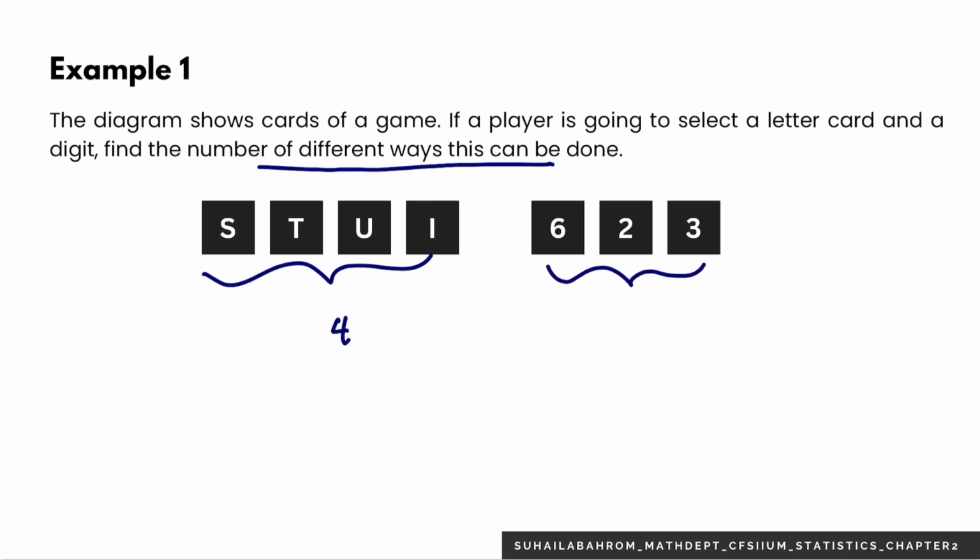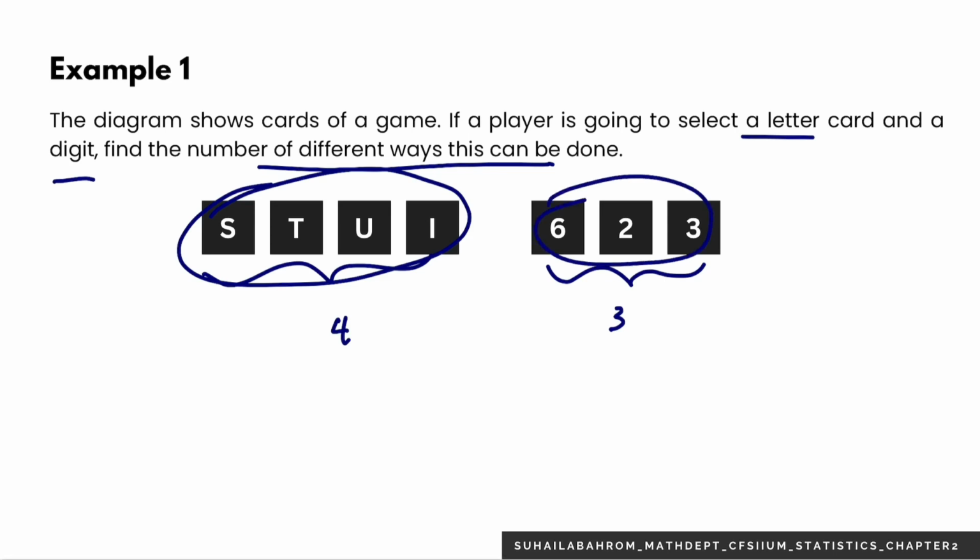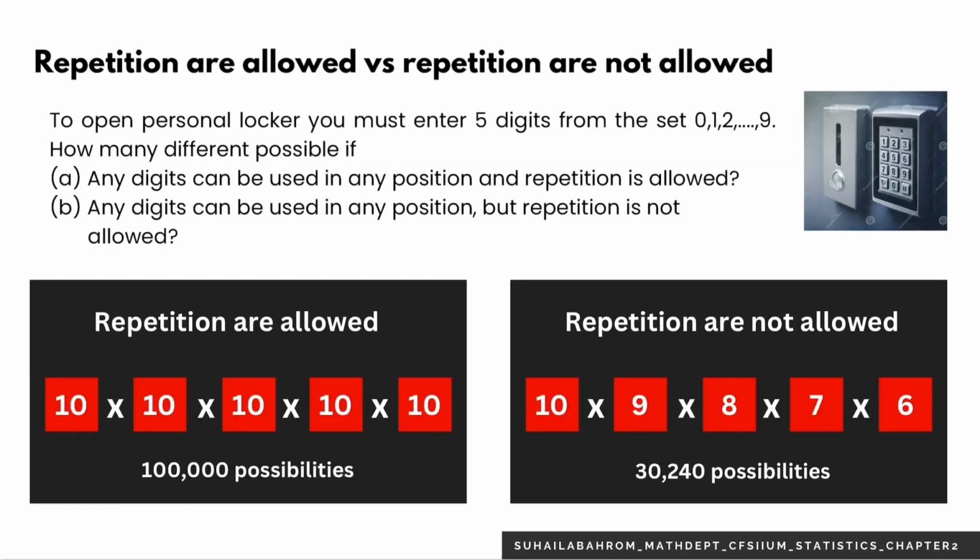is equivalent to 3. So even though we want to select only a letter card and a digit, there are 4 possible letters, so we still consider 4, and there are 3 possible digits, so 4 times 3, the total number of outcomes is equal to 12. Okay, let's proceed with this one.